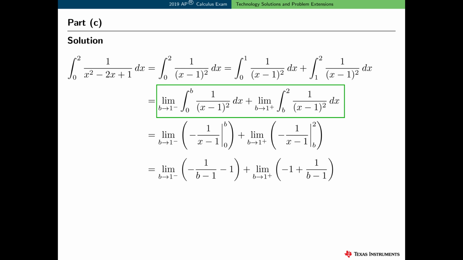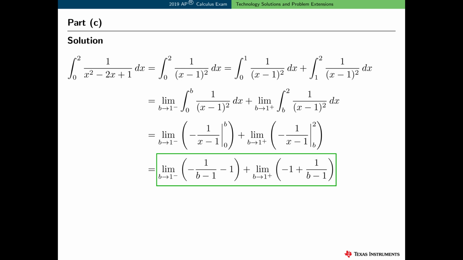Now, I'm a little uneasy here using the same dummy variable b in each case. Some might misinterpret this as one limit, but this is really two separate problems. The antiderivative of each expression is the same, and is found by using the power rule. And here, I plugged in the bounds and did a little simplification. Now I need to consider each limit separately.